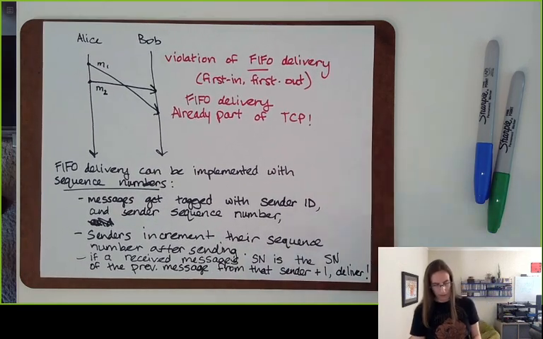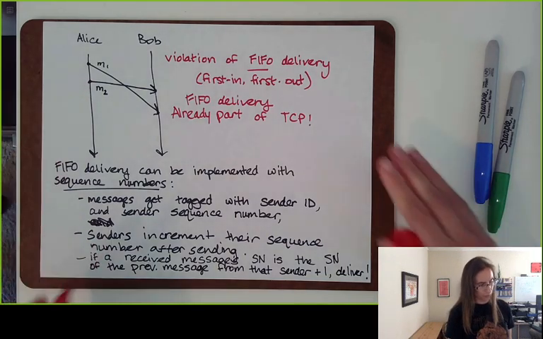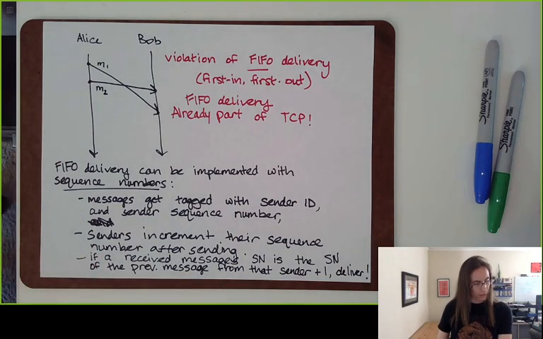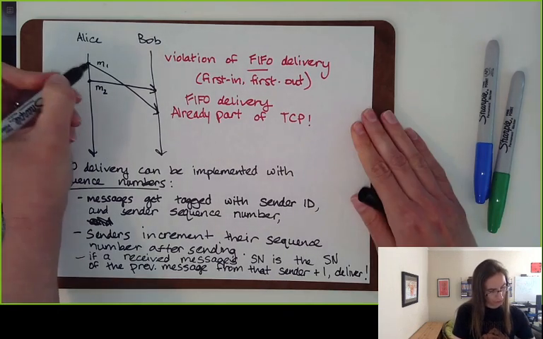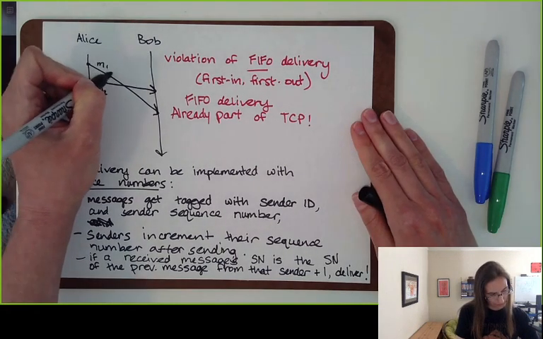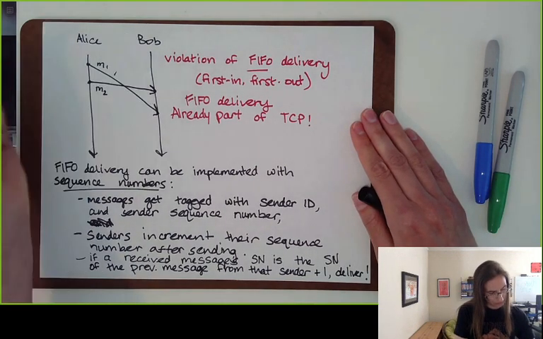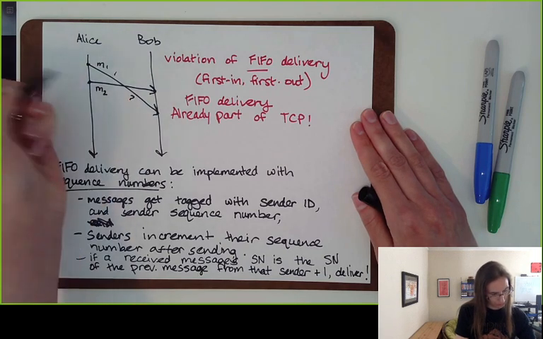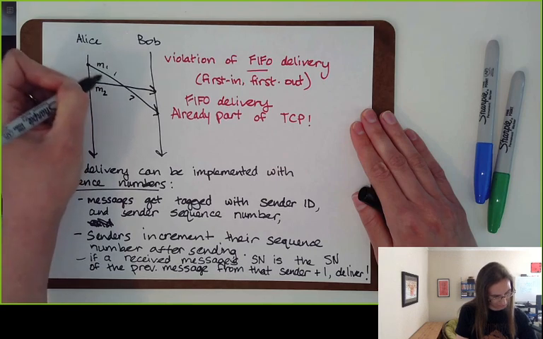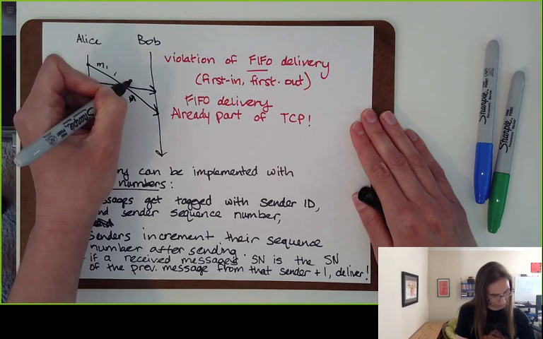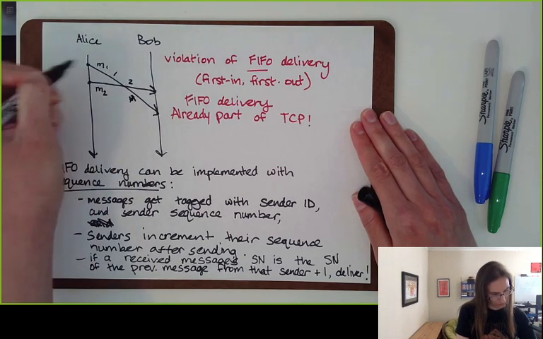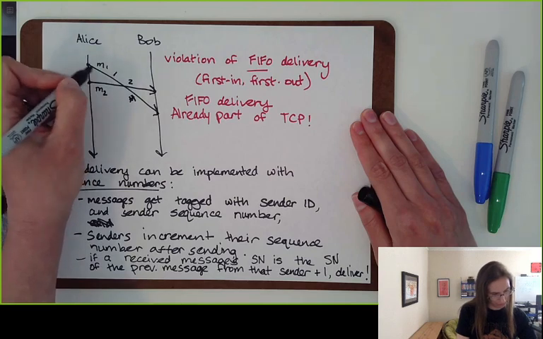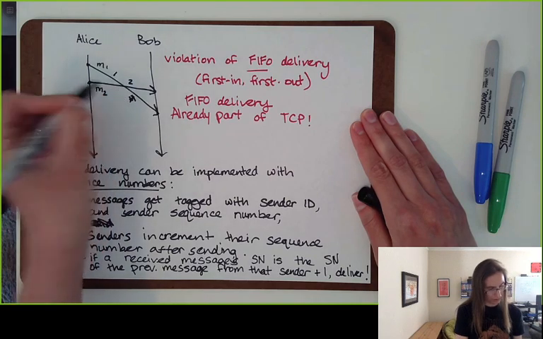So what would happen here? Well, Alice is going to be tagging her messages with sequence numbers. So this one is the first one that she's sent here. It's going to get tagged with a sequence number of 1. This is her second one. It's going to get tagged with a sequence number of, whoops, I got that wrong. This one's going to get tagged with a sequence number of 2. Hopefully you can see that this 1 corresponds to this message and this 2 corresponds to this one.